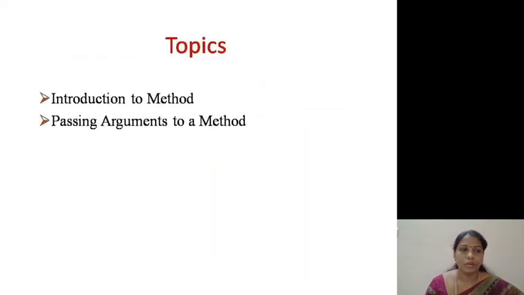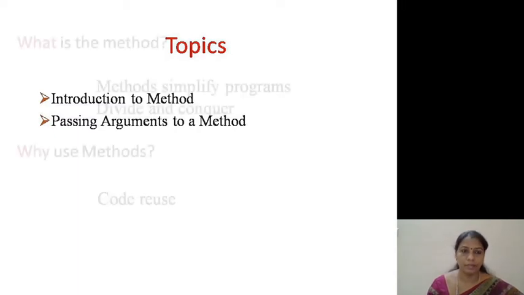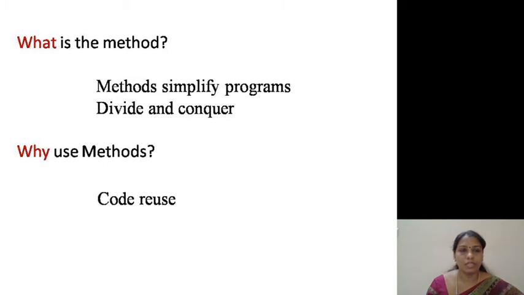In that, we are going to discuss the following topics: introduction to method and how to pass the arguments to a method. First, we should know what is the method. A method is a block of code which only runs when it is called. We can break a problem down into small manageable pieces. That is why this is known as divide and conquer. Methods are used to perform certain actions and they are also known as functions.